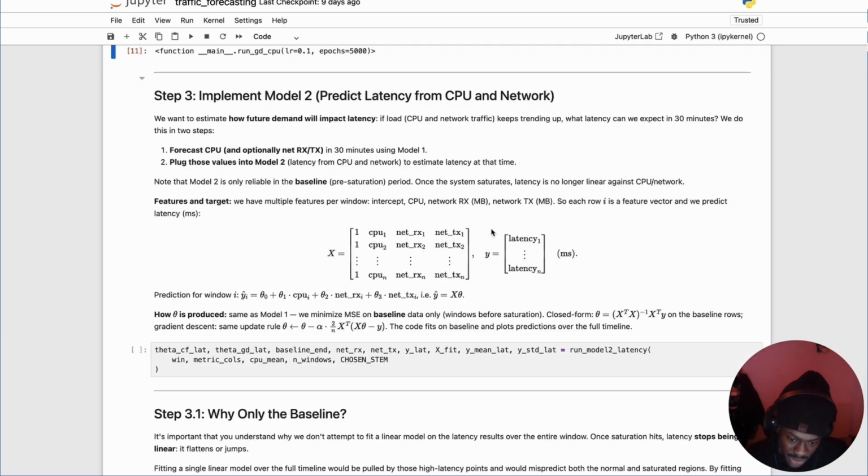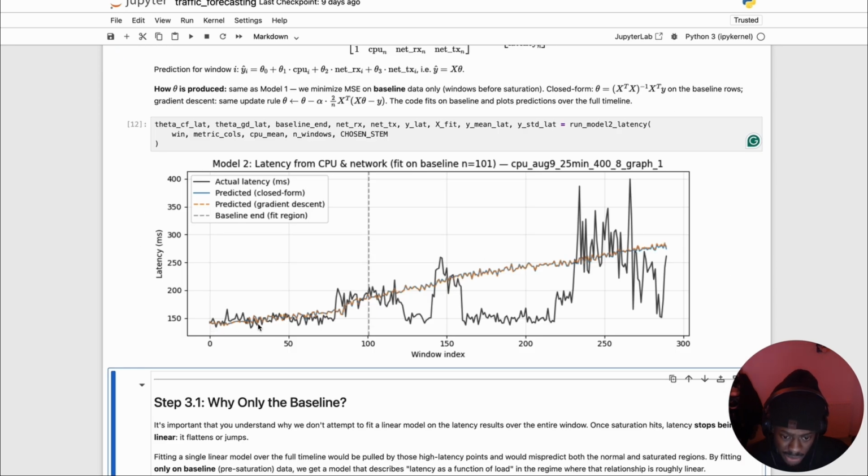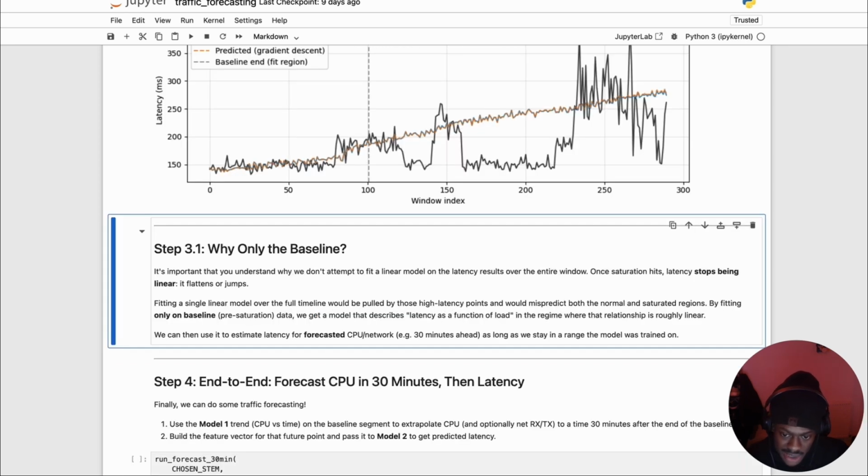Things get a little more interesting with Model 2, which brings us to probably the single most important thing we learned while preparing this lab. We're only training our model on the baseline data. And the baseline data is a period before the system gets overloaded and latency goes totally off the rails. This is because the relationship between system load and latency is only linear when the system is healthy. The moment you hit a bottleneck or saturation, a tiny little increase in CPU can cause a massive, completely non-linear spike in latency. If you try to fit a line through that whole chaotic period, you end up with a terrible, misleading model. The only way to get a reliable prediction is to train it on predictable pre-saturation behavior.